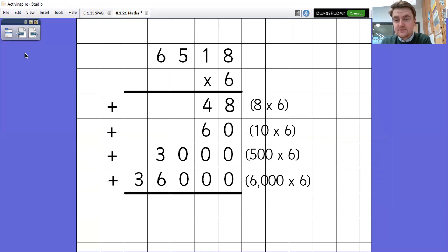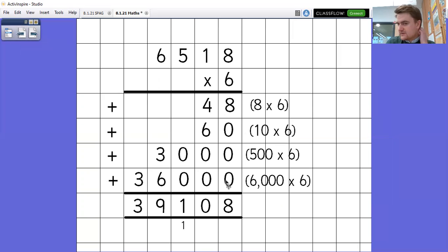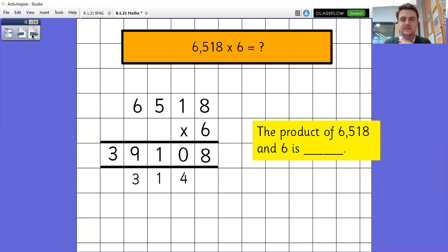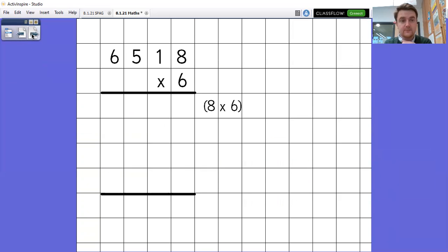Yeah. Then what I need to do is add all of these together. Have I done that at the bottom? So 8 plus 0 plus 0 plus 0 is 8. 4 plus 6 plus 0 plus 0 is 10. 0 plus 0 plus 1 that we carried is 1. 3 plus 6 is 9. And 3 plus 0 is 3. So we end up with 39,108, which gives us the same answer that we got from our classic column method.